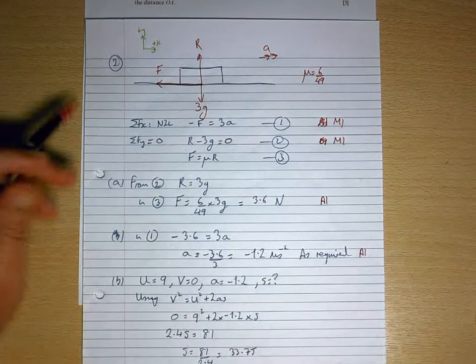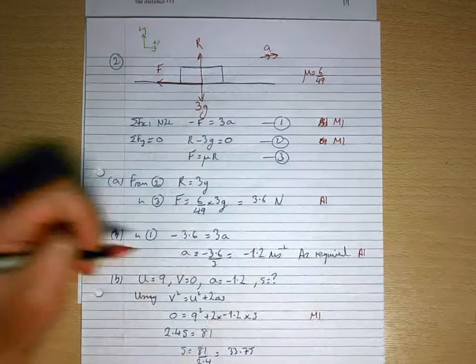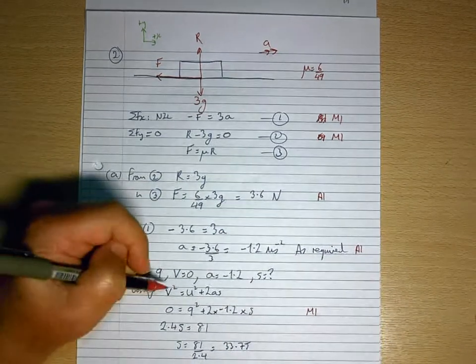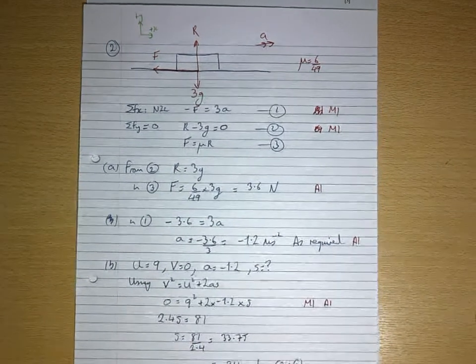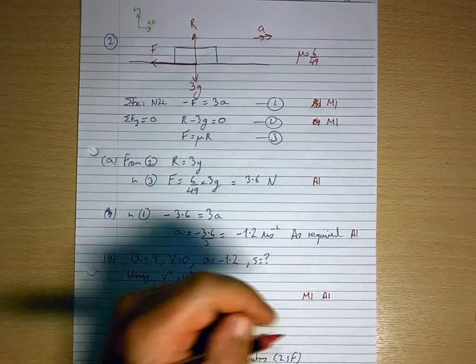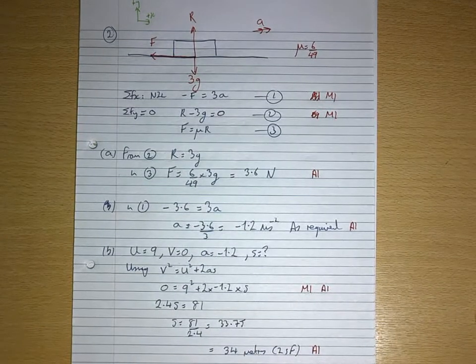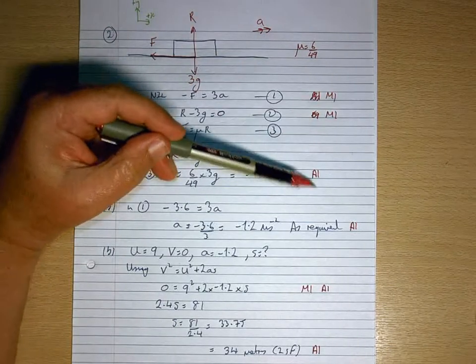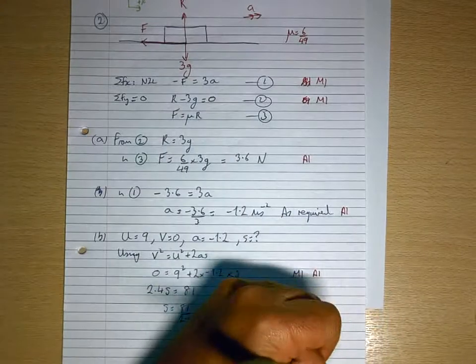And then for part B, there'd be a method mark for selecting the correct SUVAT, an answer mark for correctly substituting everything in, and then a final accuracy mark for the 34 meters. So we've got 1, 2, 3, 4, 5, 6, 7 marks for question 2.